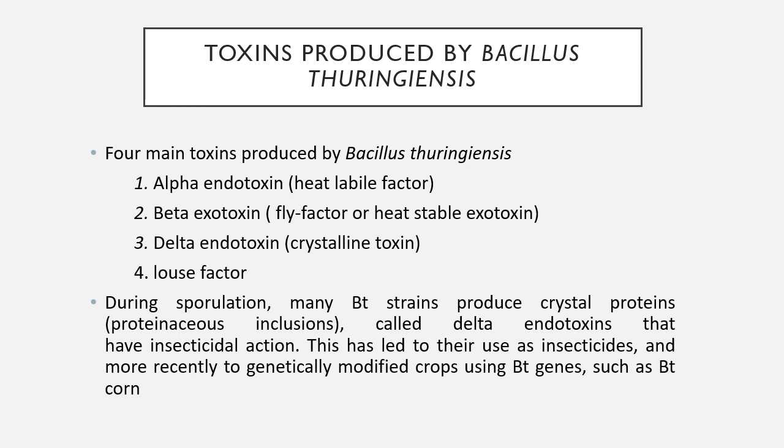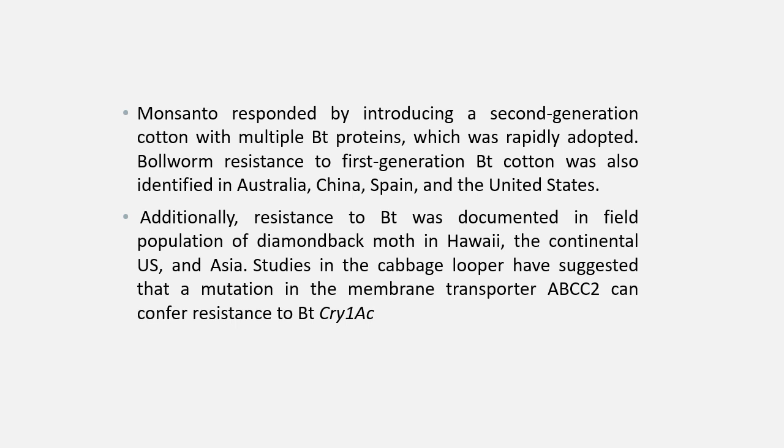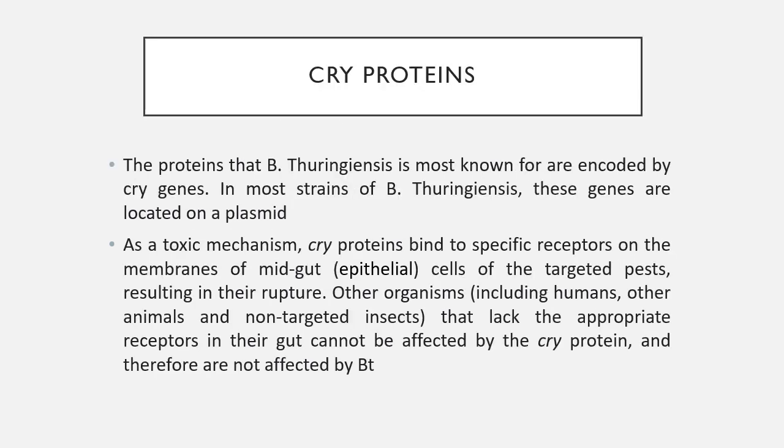We know the Bt cotton. Now Bt corn is also available. Monsanto responded by introducing a second generation cotton with multiple Bt proteins which were rapidly adopted. Bollworm resistance to first generation Bt cotton was also identified in Australia, China, Spain and the United States. Additionally, the resistance to Bt was documented in field populations of diamondback moth in Hawaii, the continental US and Asia. Studies in the cabbage looper have suggested that a mutation in the membrane transporter ABCC2 can confer the resistance to Bt Cry1Ac.